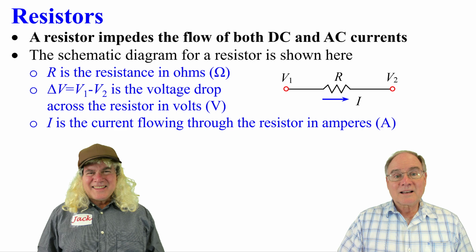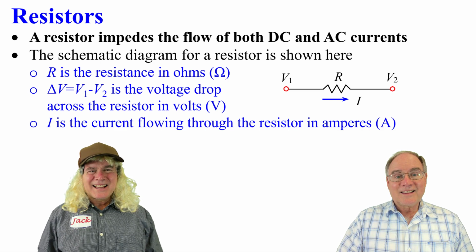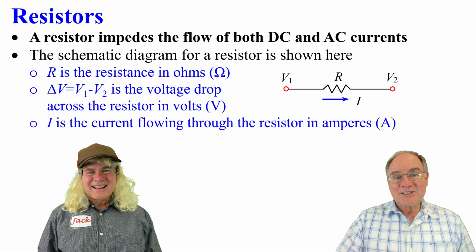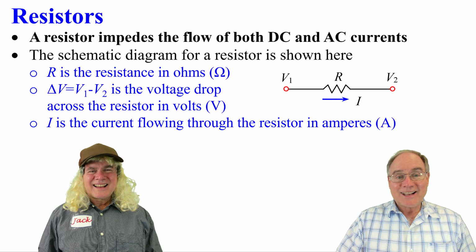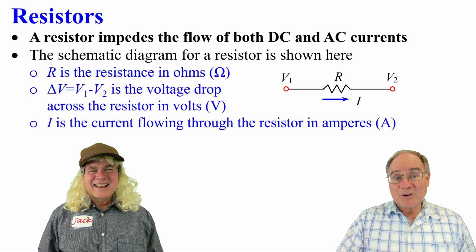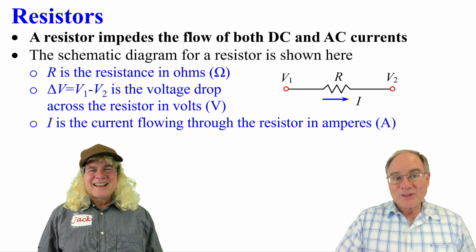Hey Doc, this seems similar to pipe flow and minor losses. That's right, Jack. A lot of people use this analogy. The resistor is analogous to a minor loss like an elbow. Voltage is analogous to pressure. Both drop across this component, and current is like volume flow rate. In both cases, it stays constant through the component.